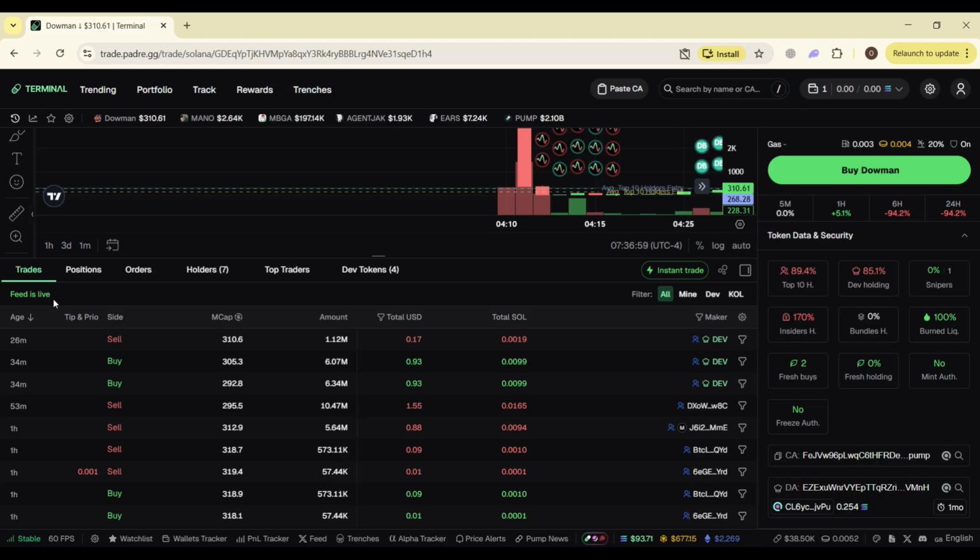Okay, so manage risk carefully. Newly migrated tokens can move very quickly in either direction. That's why it's important to start with small trades and manage risk carefully. The migration monitoring tool helps traders stay informed about important market events.